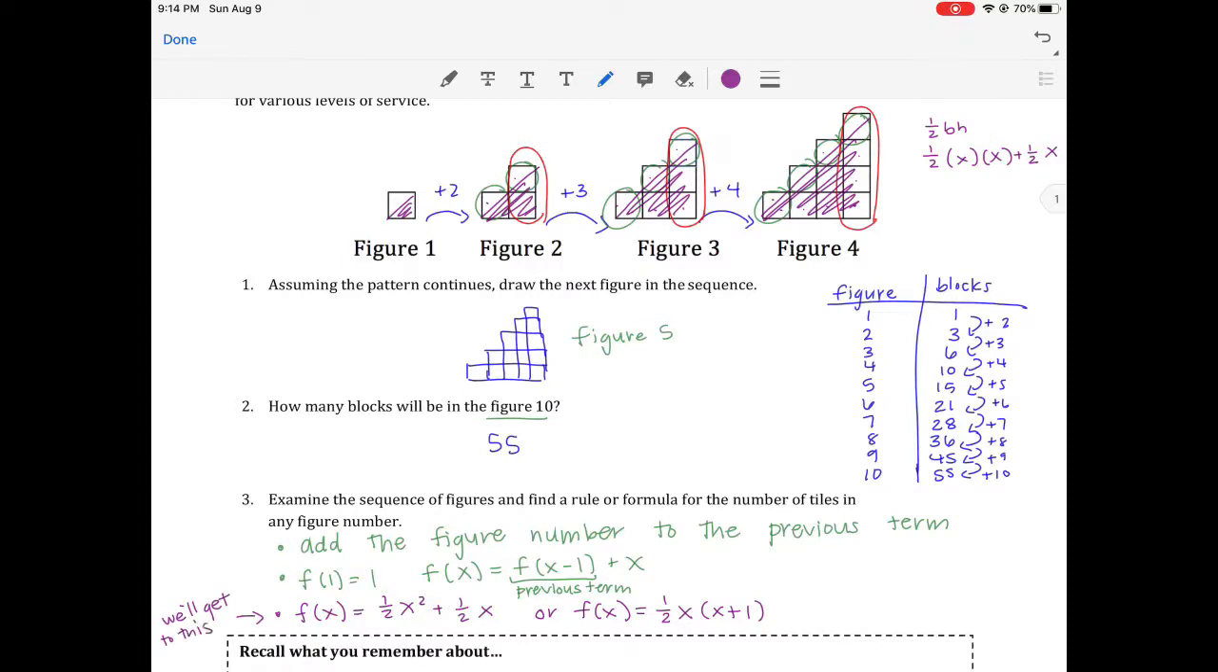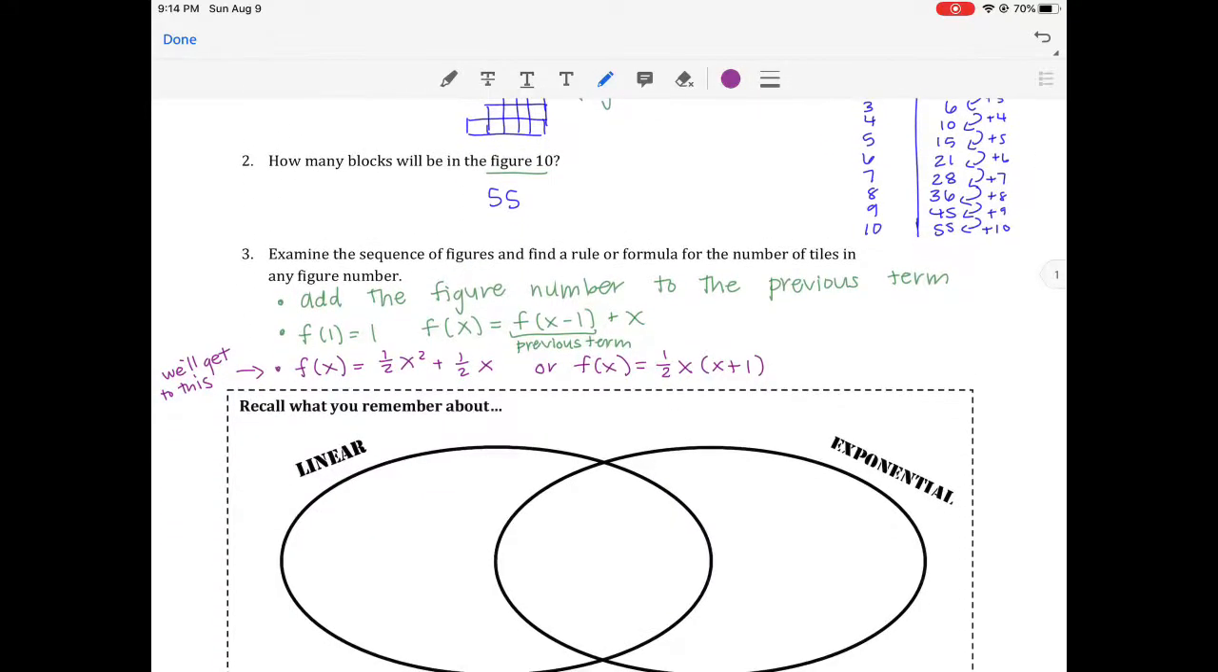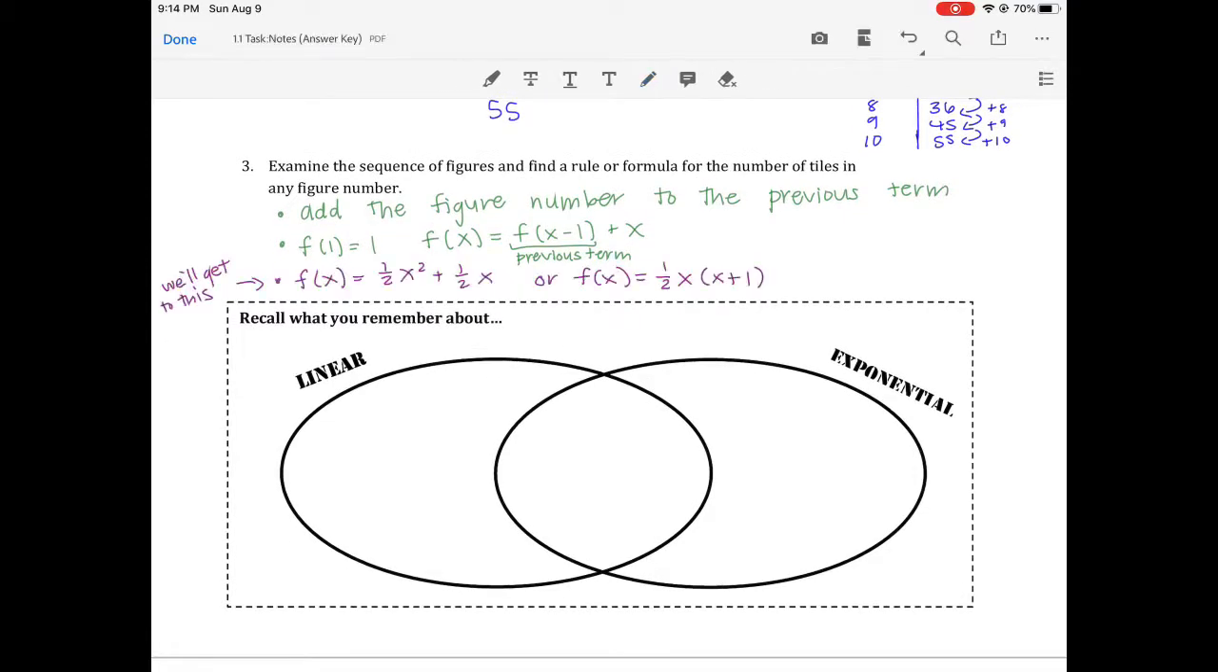This is a new kind of equation that we haven't seen in secondary 1. So I wouldn't stress right now if you don't understand that, but for your homework tonight, we've got to recall what we remembered from last year. So let's look back at what we remember about linear and exponential. If you want to take a moment and pause the video and write down some of your own thoughts, then I'll go ahead and tell you some things that you should remember.